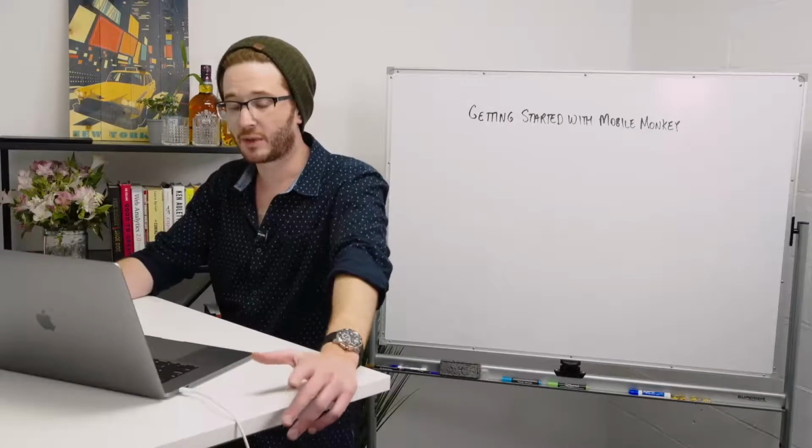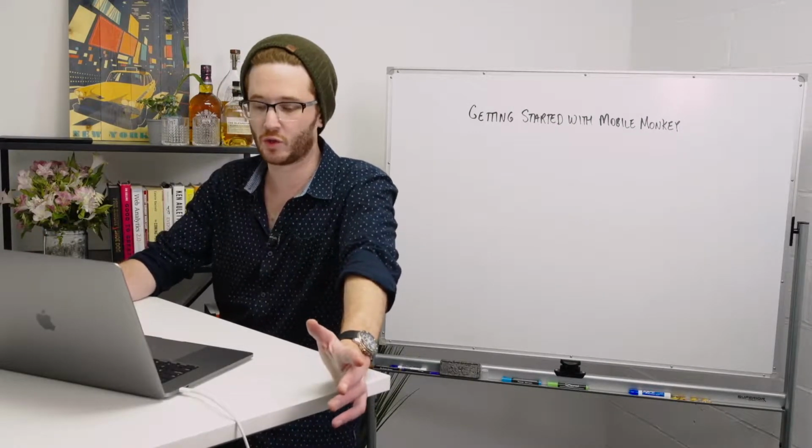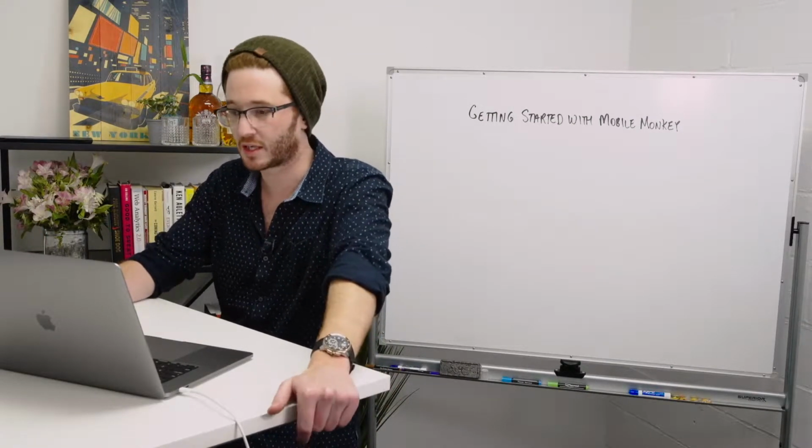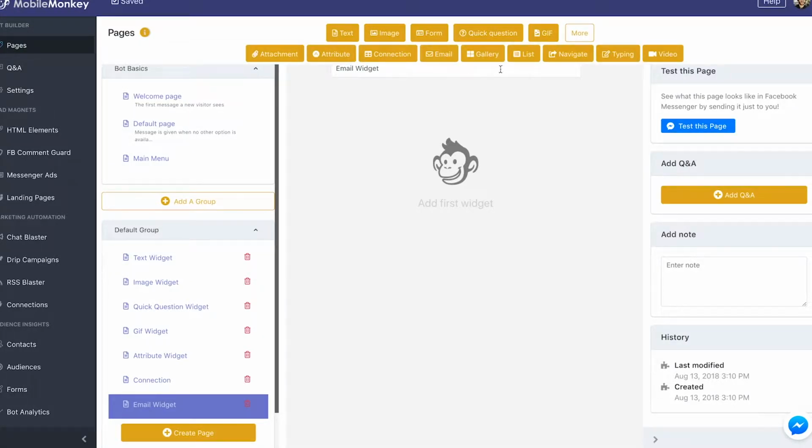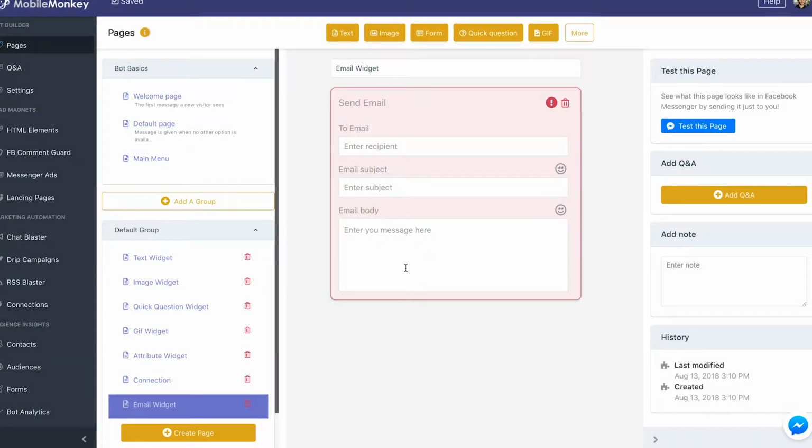The email widget is similar in concept to the connection widget, which we just discussed, but it's specifically for email, as its title suggests. So let's go ahead and add the email widget. Click more, and we're going to find the email widget. What this allows us to do is, at a certain point in a chat funnel, trigger an email to somebody with a subject and an email body.